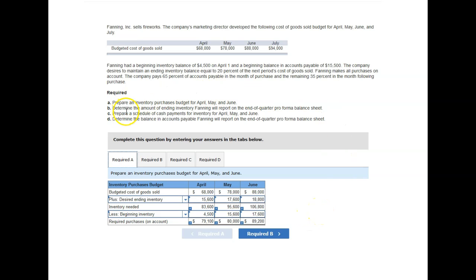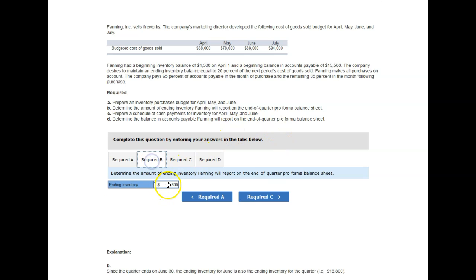Part B is saying, determine the amount of ending inventory appearing on the end of quarter pro forma, or really, budgeted balance sheet. We've already done that right here. At the end of June, we want to have 18,800. And so there's the answer, 18,800.